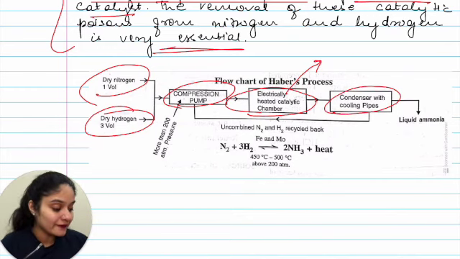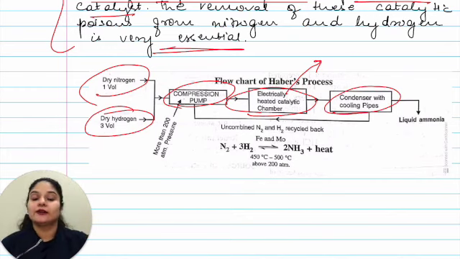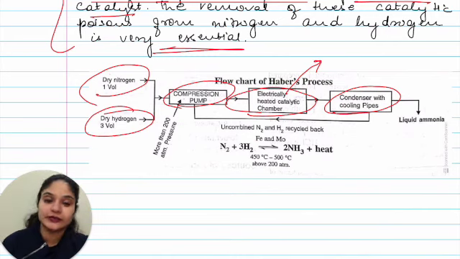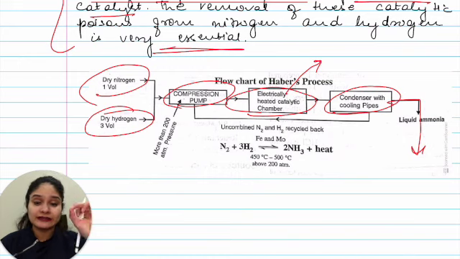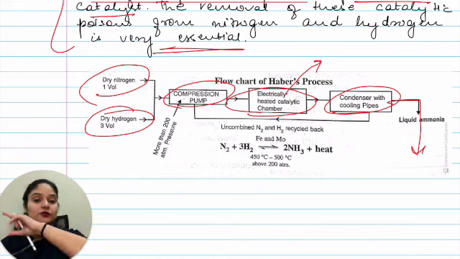Then you have a condenser with cooling pipes. It tries to condense the gas that is formed, or the entire output products. 15% of the ammonia that we get is the liquid ammonia that comes out. The rest, everything goes back into the process.